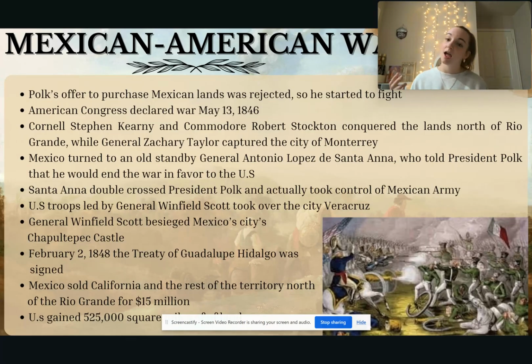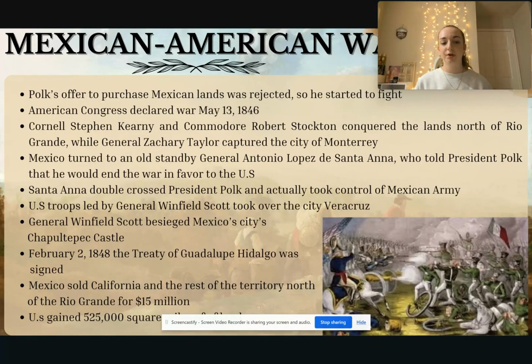So then Santa Anna goes down to Mexico, and instead of doing what he told President Polk he was going to do, he actually joined the Mexican army and helped them fight against America. So then in the Battle of Buena Vista, Santa Anna basically faced a lot of losses fighting against America, but maybe that's what he gets for double-crossing the U.S.